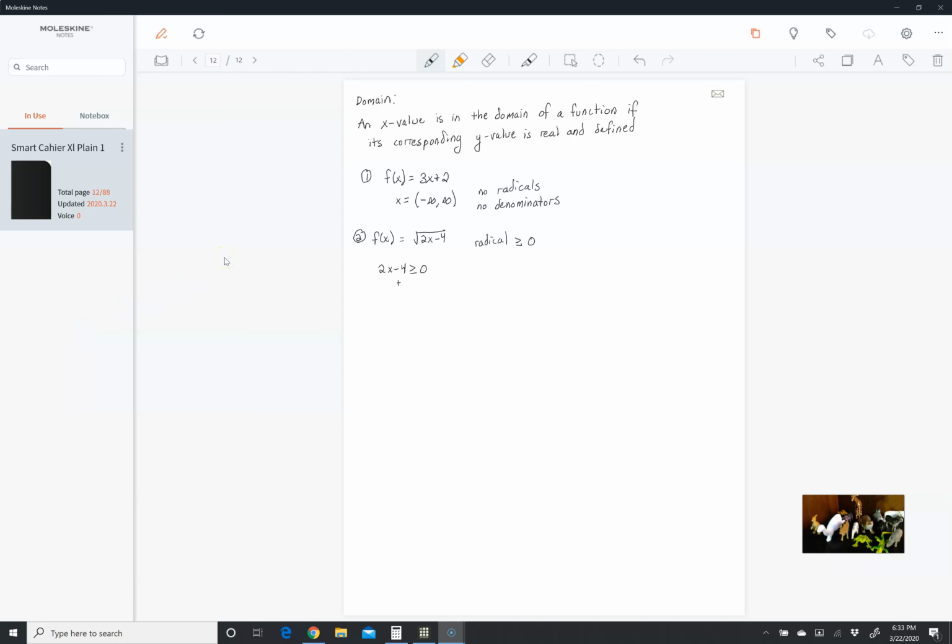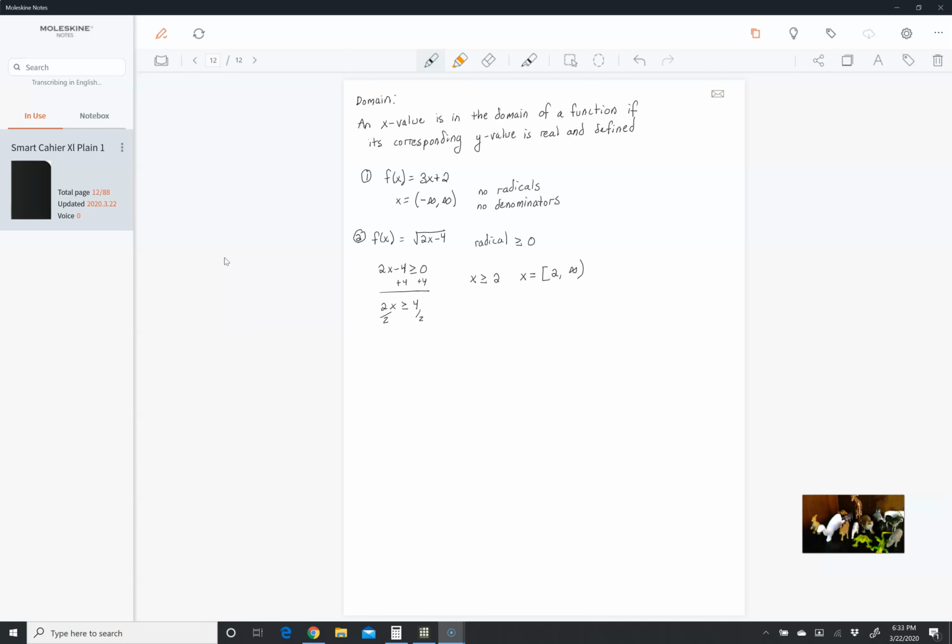So 2x minus 4 is greater than or equal to 0. That means that we're going to add 4 to both sides. That says that 2x is greater than or equal to 4. Divide both sides by 2. So x is greater than or equal to 2. The way that we would do that in interval notation, there's a bracket because there's an equal sign. And we would say it goes from 2 to infinity, and we would close it with a parenthesis. Infinity always gives us a parenthesis.